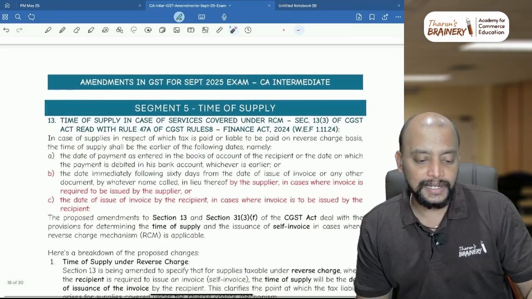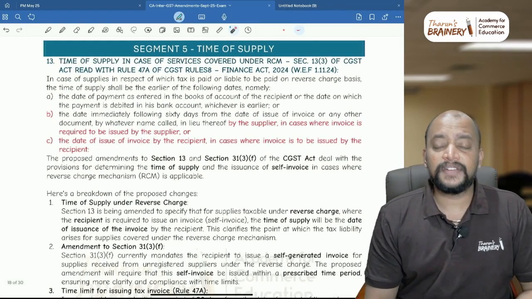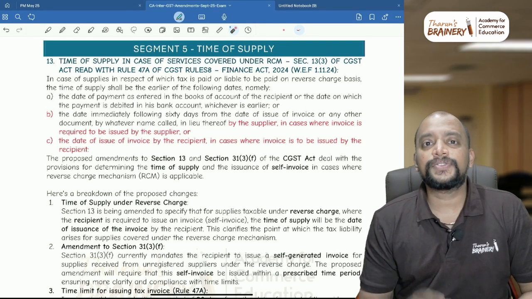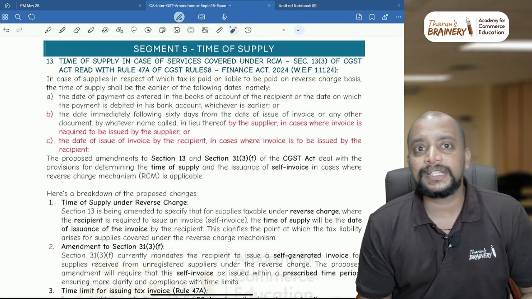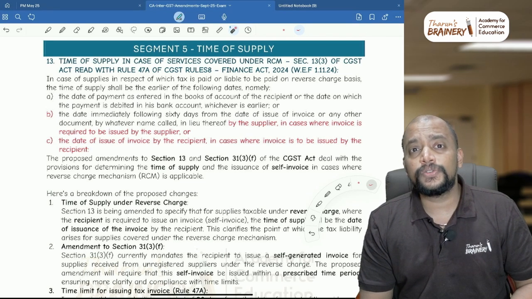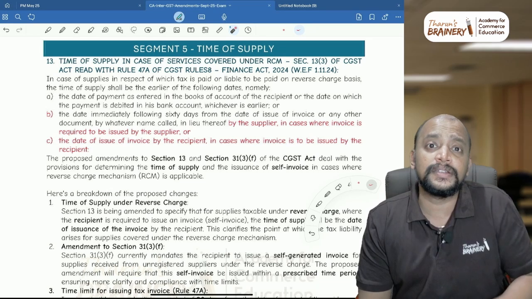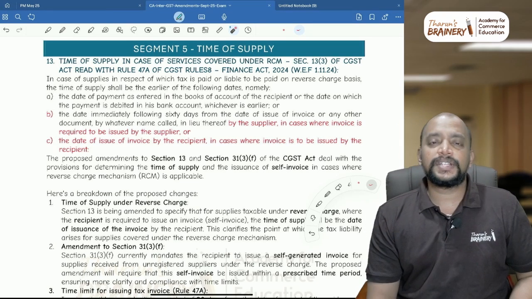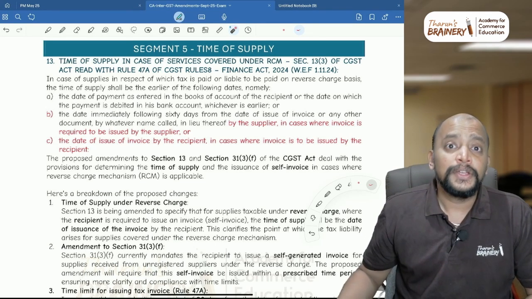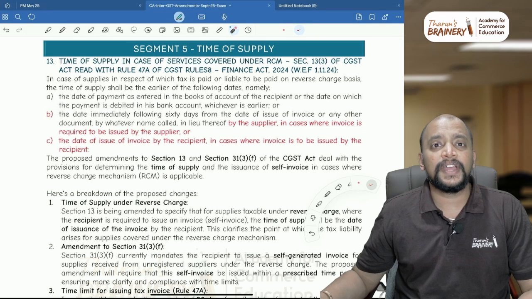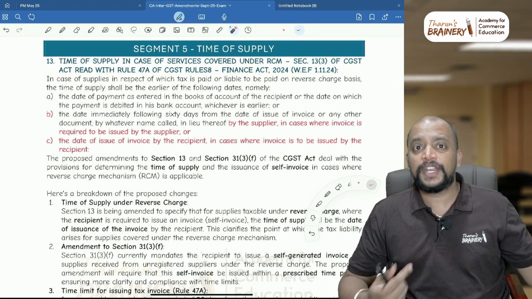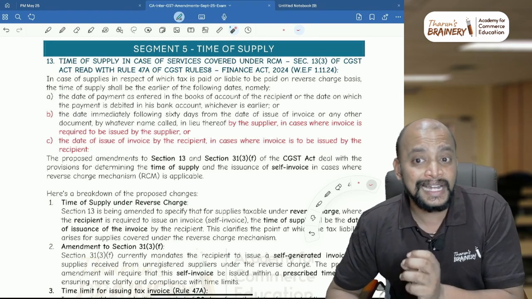Now let's see the next amendment that we have in time of supply. In time of supply, we have a clarification related to vouchers, but we already know this clarification. Is a voucher goods or services? We already know that a voucher is neither goods nor services. Why is it so? Generally, whenever you get a voucher, it means you can redeem that voucher against purchase of any product or service.